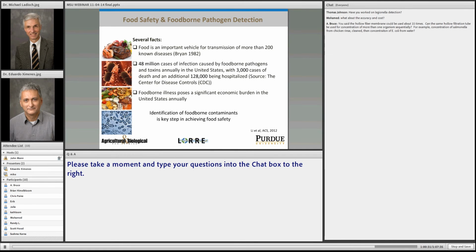Okay, thank you for that. So our next question: you said the hollow fiber membrane could be used about 15 times. Can the same hollow filtration tube be used for concentration of more than one organism sequentially? For example, concentration of salmonella from chicken rinse, cleansed, then concentration of E. coli from water. The answer is yes, although we have not done the sequence mentioned, salmonella and E. coli. But the answer is yes.